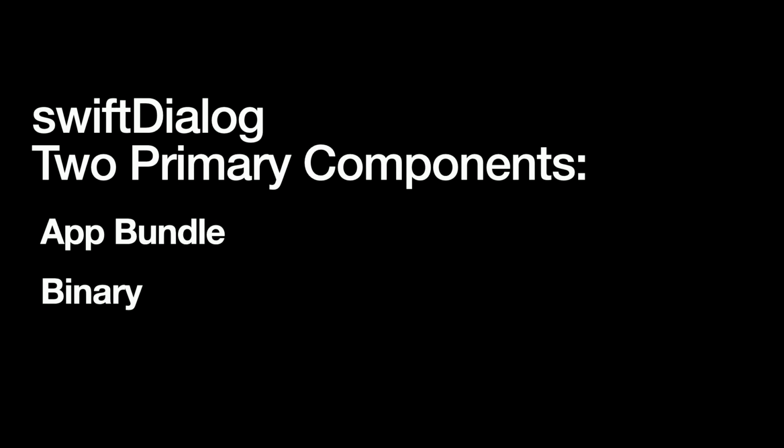So I split swiftDialog up into two primary components to talk about. The first one is the application bundle. It is a full Swift native macOS app. It doesn't live in the normal place. It lives in the Application Support folder. And you typically don't do anything with that in your scripting. You do a little bit in that folder just to customize the icon, and that's it.